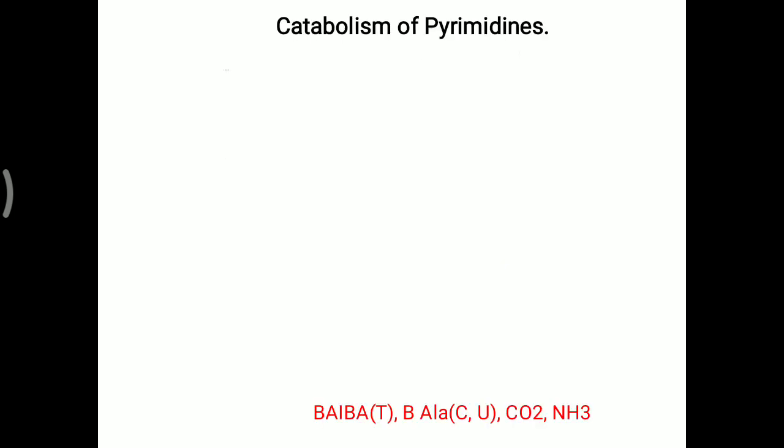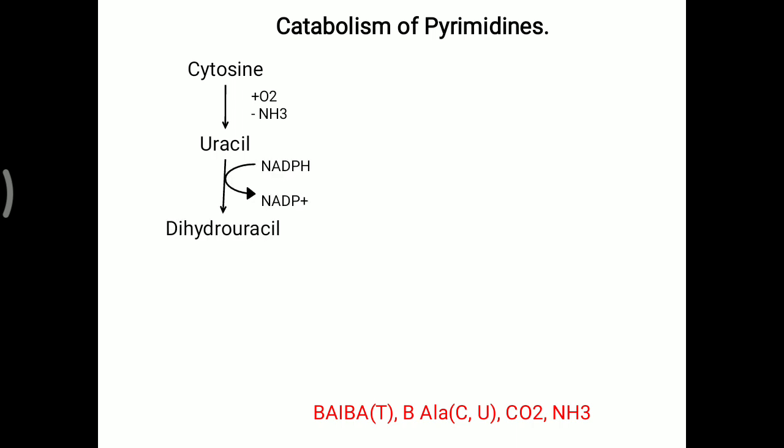In the catabolism of pyrimidine, first cytosine is converted into uracil by a deaminase reaction. This uracil is reduced into dihydrouracil with the help of NADPH. Now this dihydrouracil is converted into carbamyl beta alanine. Finally beta alanine is generated, along with carbon dioxide and ammonia. So the cytosine and uracil end product is beta alanine.